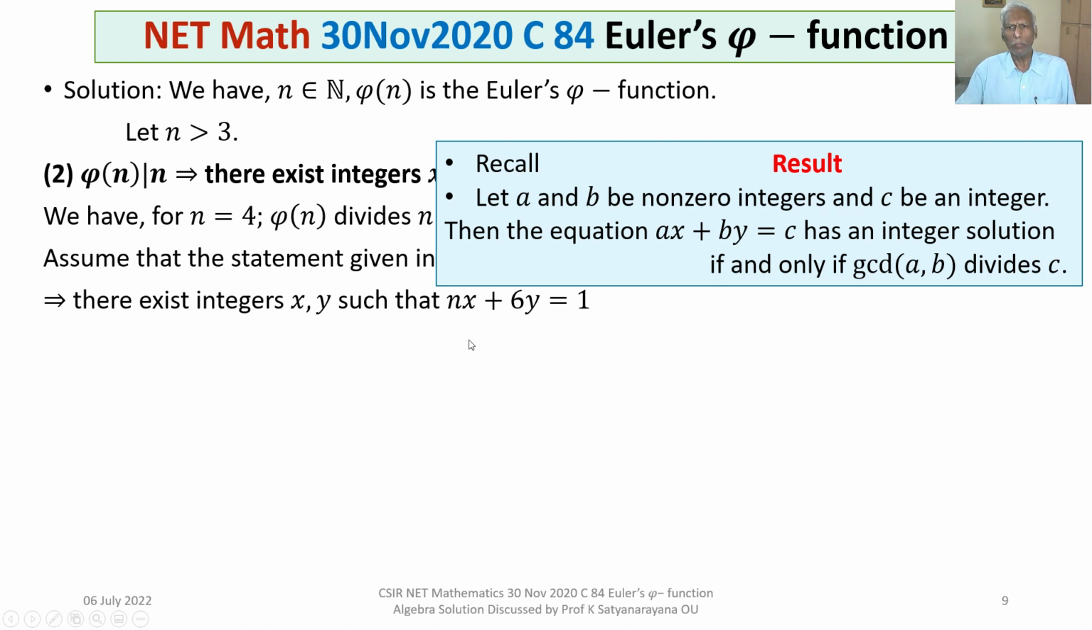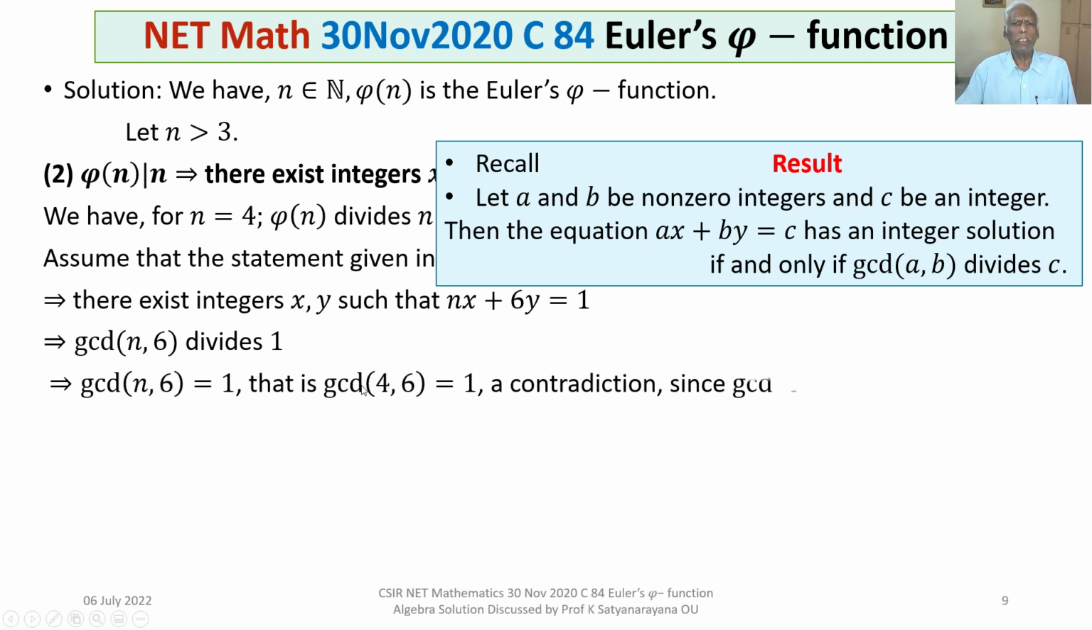This implies that the GCD of n comma 6 must divide 1. The GCD of n comma 6 dividing 1 means what? The GCD of n comma 6 is 1. That is, the GCD of 4 comma 6 is 1, which is a contradiction. Why? Because the GCD of 4 comma 6 is 2. This contradiction tells you that your assumption is wrong. Therefore, option 2 is not true.